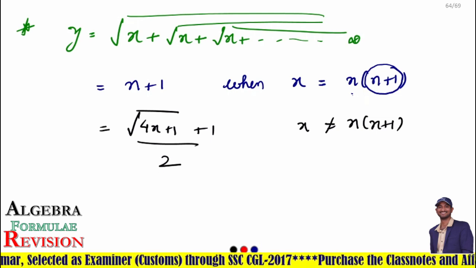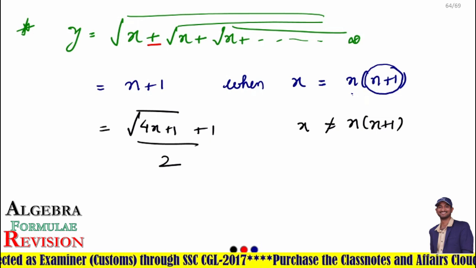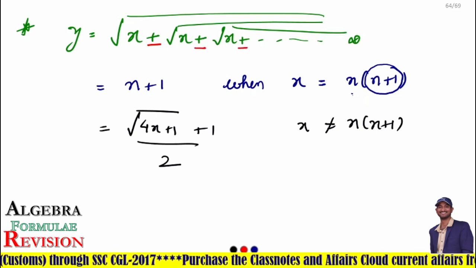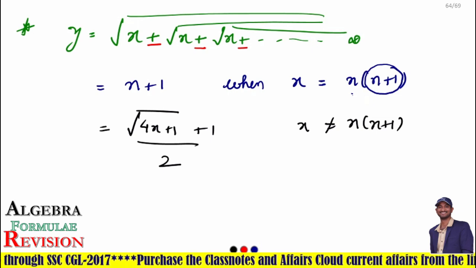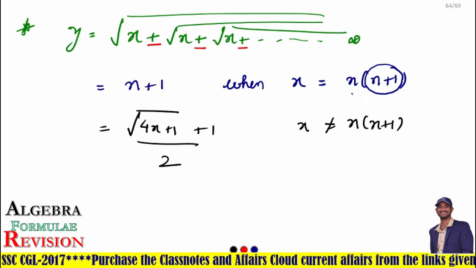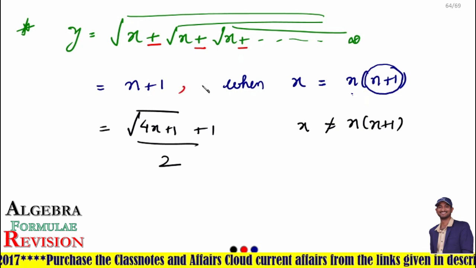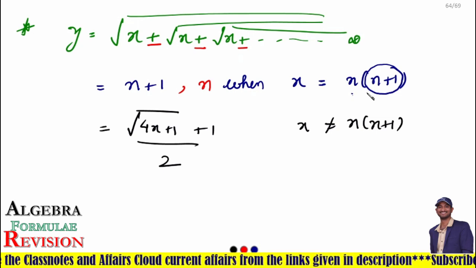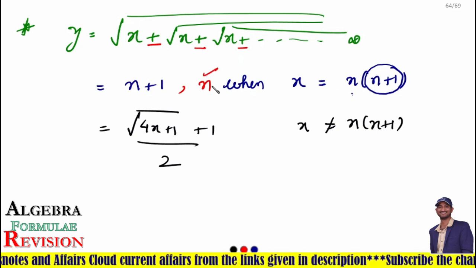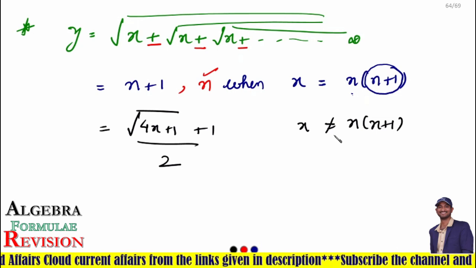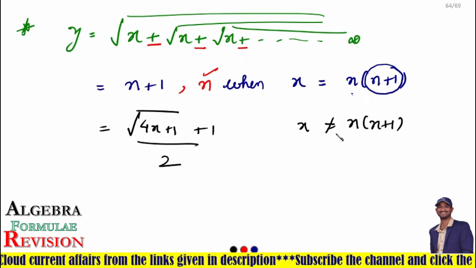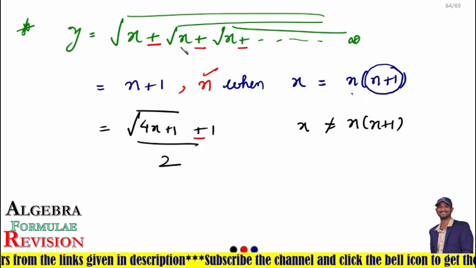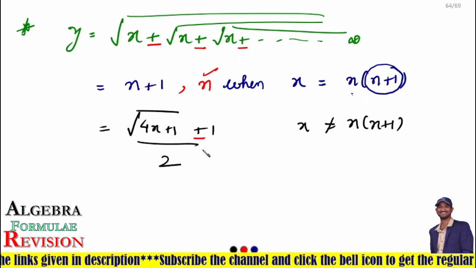Okay. Next, suppose we have minus here: square root of x minus square root of x minus square root of x minus and so on, infinity. If I can write x as the product of two consecutive natural numbers, then the answer is n. That means the lesser one out of these two consecutive numbers is the answer. And if I cannot write x as the product of two consecutive numbers, then the answer is square root of 4x plus 1, minus 1, divided by 2. Here minus, here also minus.